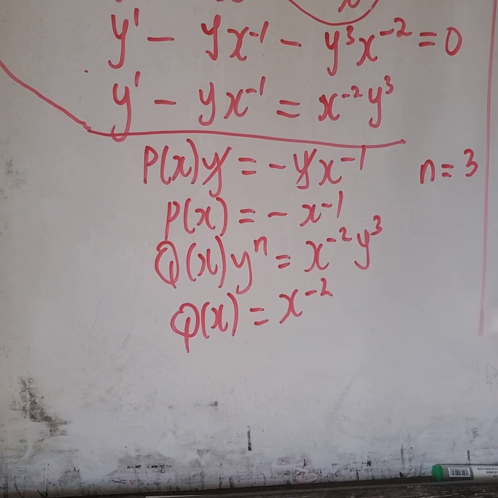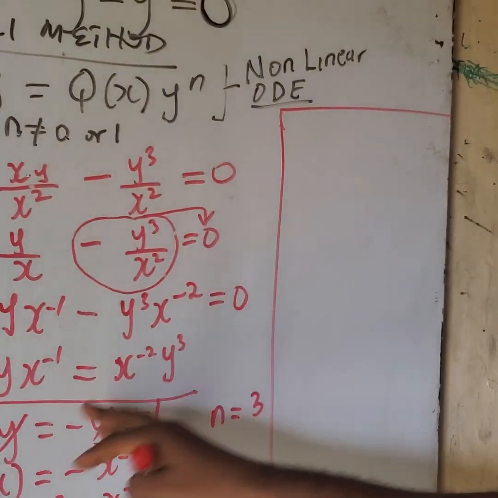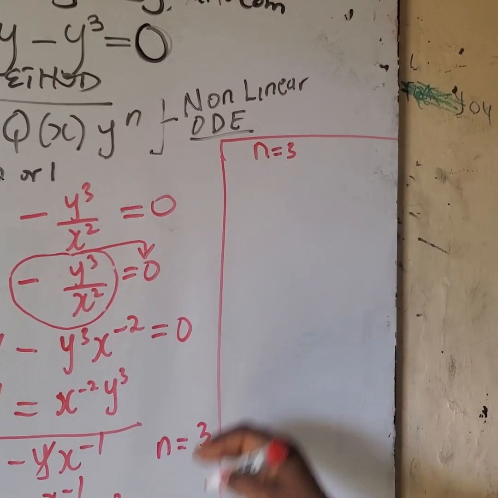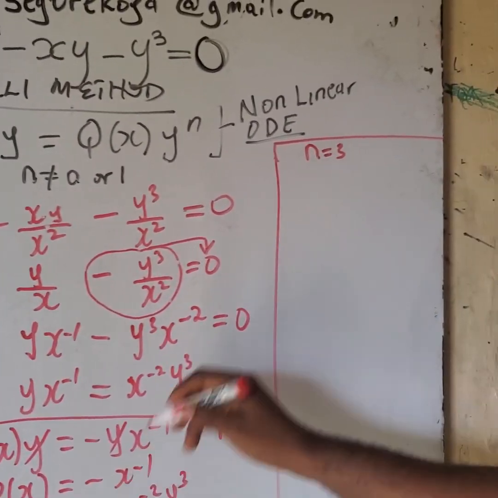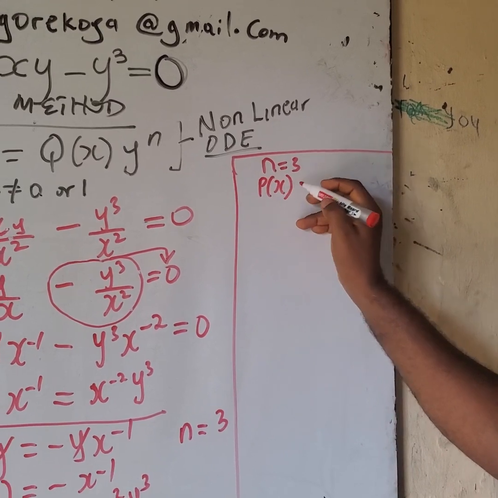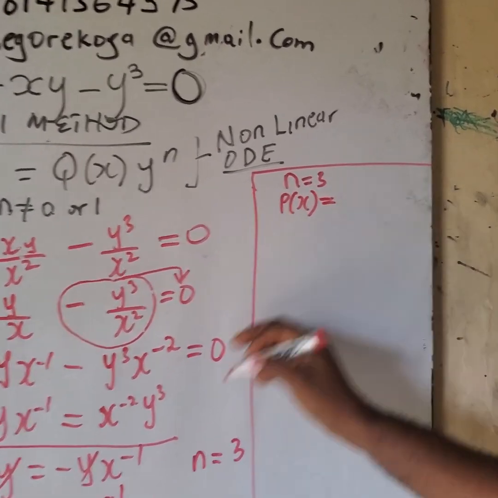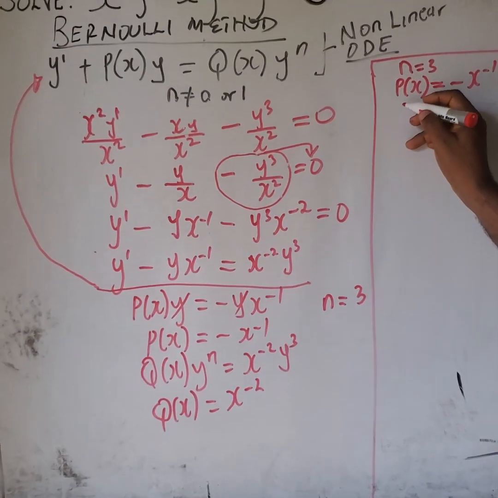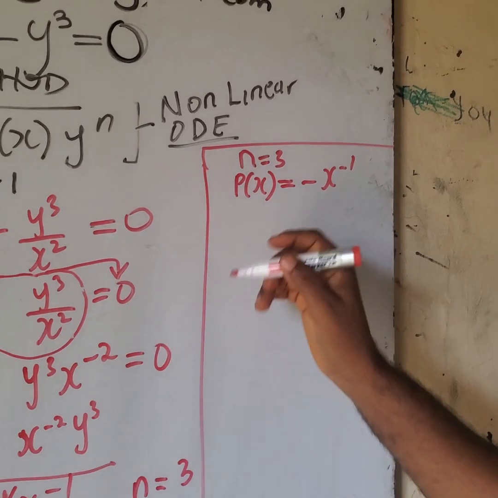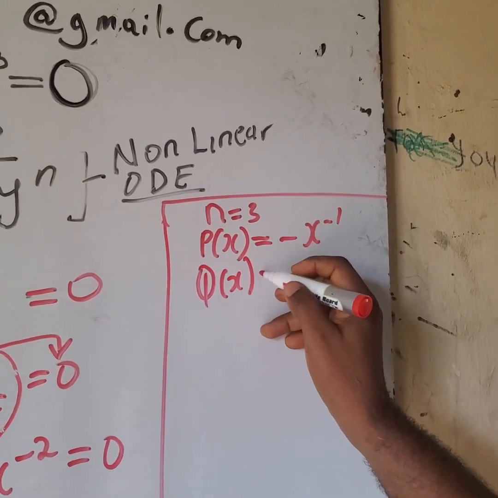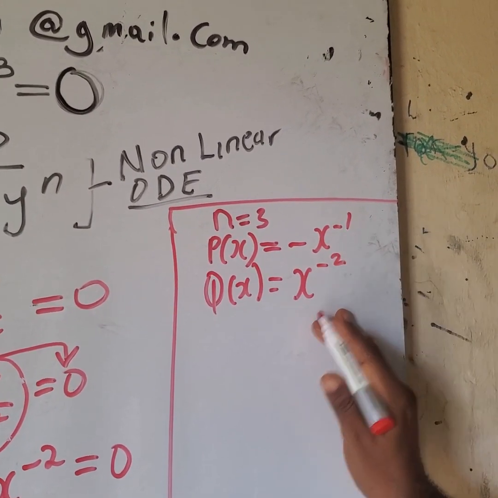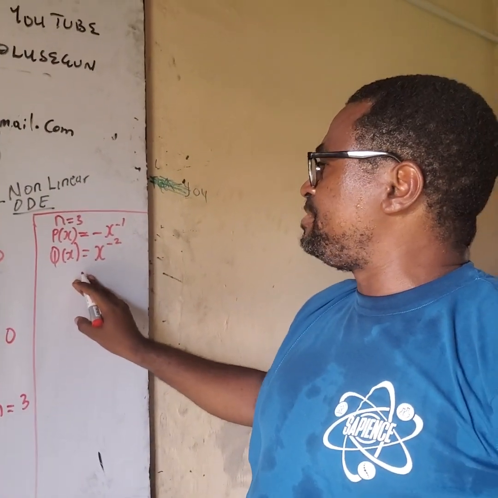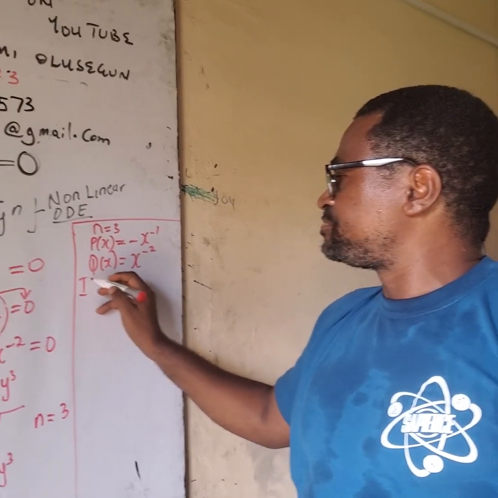So, we have been able to isolate necessary functions here. Our n is equal to 3. Then our p of x is equal to minus s raised to power minus 1. And our q of x here is equal to s raised to power minus 2. Now, the next thing is for us to determine what is called integrating factor.